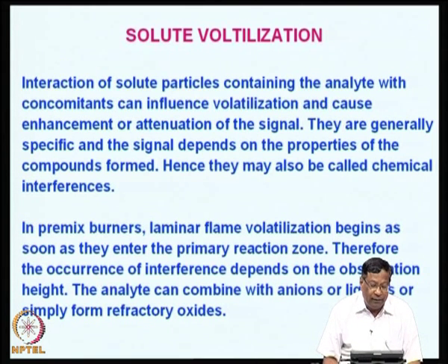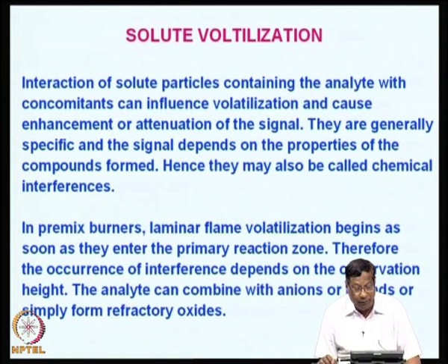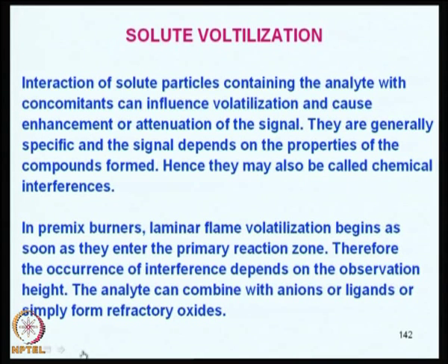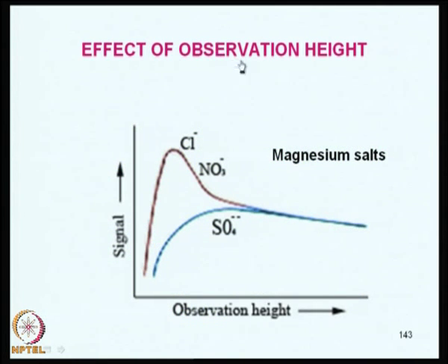In premix burners, laminar flames, volatilization begins as soon as the sample enters the primary reaction zone. Therefore, the occurrence of interference also depends on the observation height, where the analyte can combine with anions or ligands or simply form refractory oxides. Now, I have a slide which shows you the effect of observation height on the determination of magnesium salts.